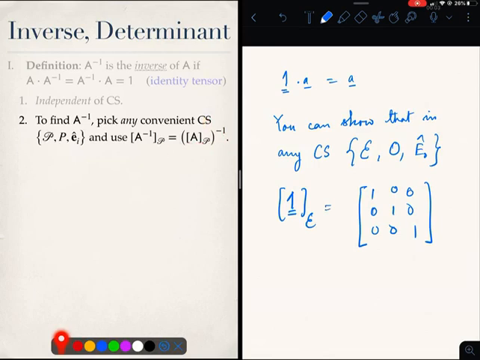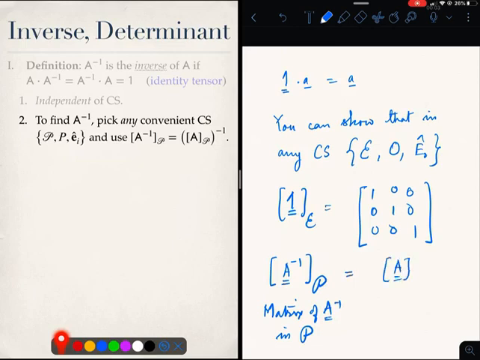Okay, so let's go over that again. What we are saying is that I want to compute A inverse, by which I mean that I want to compute the matrix of A inverse in some coordinate system P. The way you calculate that is first you take A, compute the matrix of A in the same coordinate system P, and then find the inverse of the matrix of A in P. Okay, so that's what this line is saying.